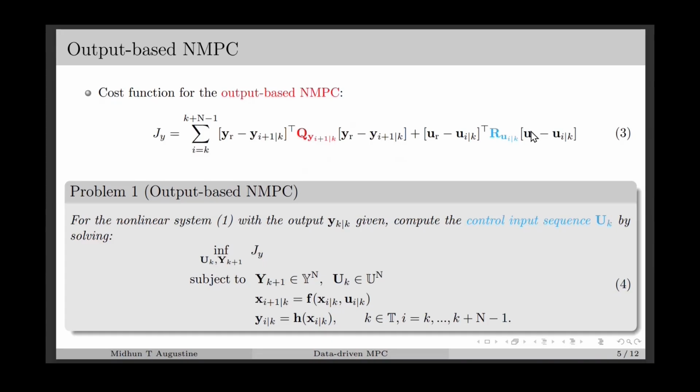The output-based NMPC problem can be defined as in problem 1, where we will be considering a nonlinear system and the current state is assumed to be known. And the objective is to compute the control input sequence UK, which minimizes the cost JY subjected to these constraints. These equality constraints are defined using the nonlinear model, which is assumed to be known.